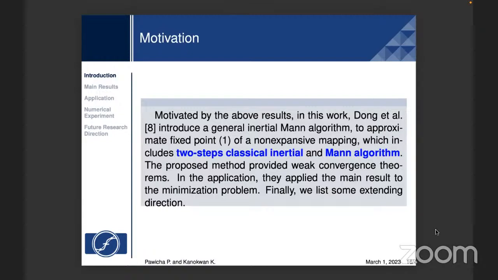Motivated by the above results, Dong et al. introduced a general inertial Mann algorithm to approximate a fixed point of a nonexpansive mapping, which includes two steps, the classical inertial and Mann algorithm. The proposed method provides a weak convergence theorem. In the application, they apply the main result to a minimization problem.